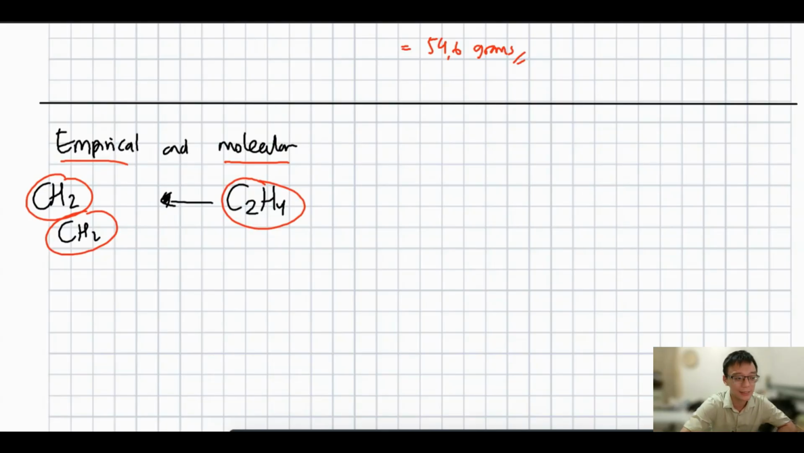Back in the day, scientists didn't really know the formula of something. For example, carbon dioxide. We don't know that it's one carbon and two oxygen atoms. So how would they deduce that carbon dioxide is CO2, not C2O3 or C2O5 or whatever other formula? What they did was determine the empirical formula.